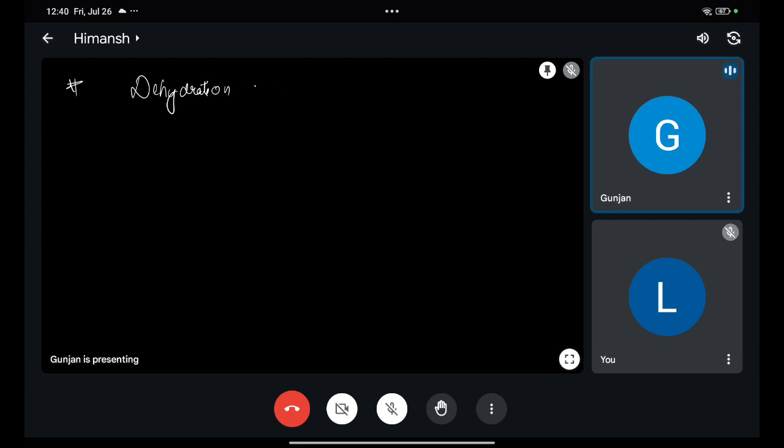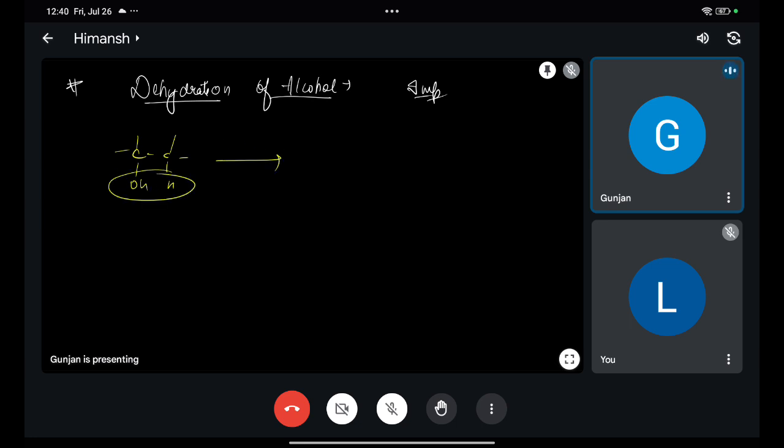Now new topic is dehydration of alcohol. This will also produce alkenes and it is very important. Dehydration of alcohol. So let's say we are having an alcohol like this. What will happen? It will eliminate out in the presence of any acid.